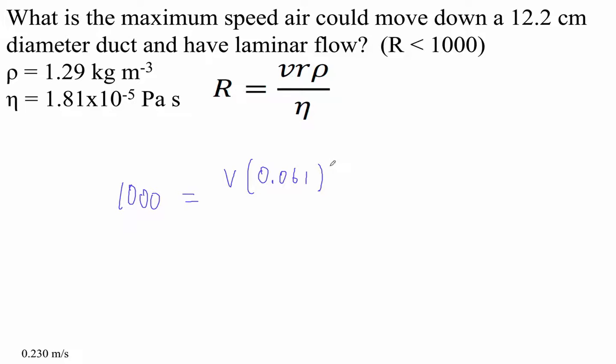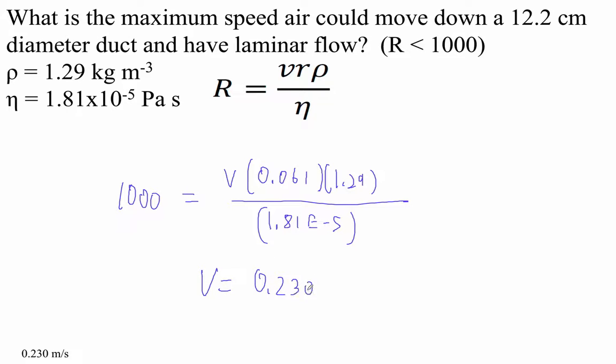Okay, let's see. The density of the air is 1.29. And then we're going to divide by the viscosity of air, sorry, 1.81E-5. So 1,000 times 1.81E-5 divided by 0.061 divided by 1.29 is equal to, V is equal to 0.230 meters per second.